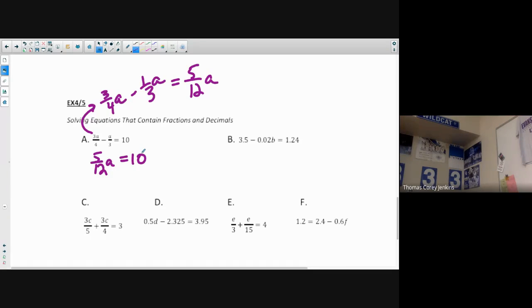All right, so if it said 5a equals 10, we know we would just divide both sides by 5, right? Well, if it says 5/12 A, then we can just divide both sides by 5/12. Okay? So it looks and sounds weird, but our calculator can do that part for us. So I'm going to divide the whole equation by 5/12. On the left side, that's easy. It just gives me A.